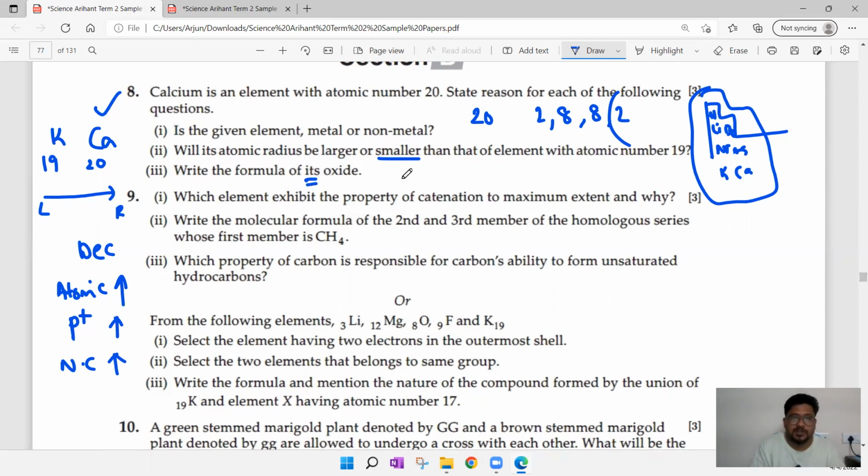Number 3: Write the formula of its oxide. Whose oxide? Calcium's oxide. Calcium is Ca with valency 2, and oxygen is O with valency 2. The 2 goes to calcium, it becomes Ca2, and the 2 goes to oxygen, it becomes O2. If there are similar numbers, you can cancel them, and at last you can write it as CaO. That is the oxide of that particular element.